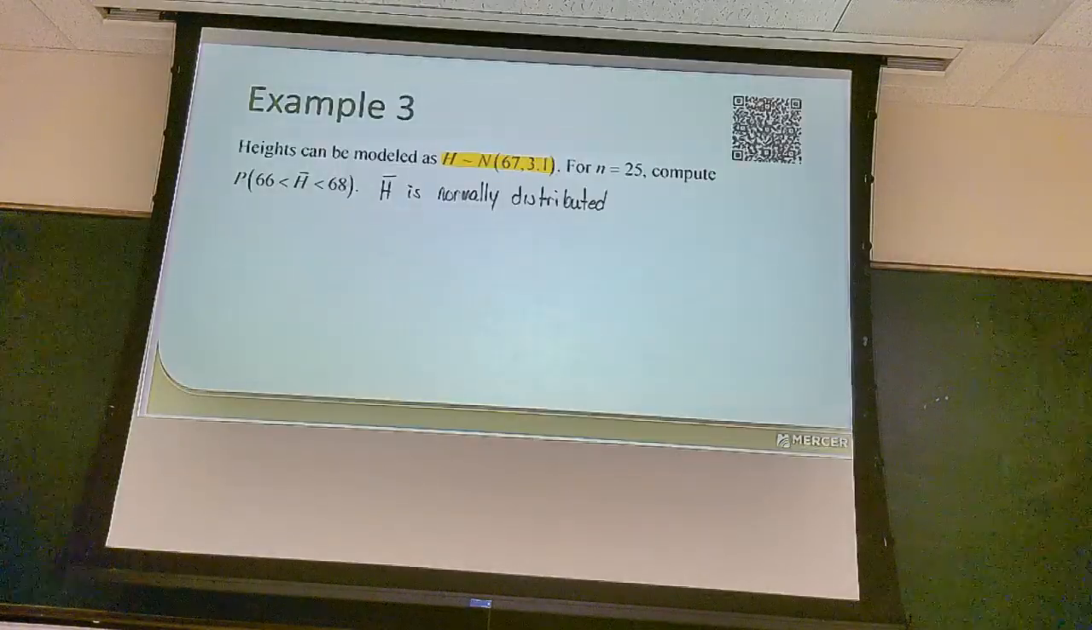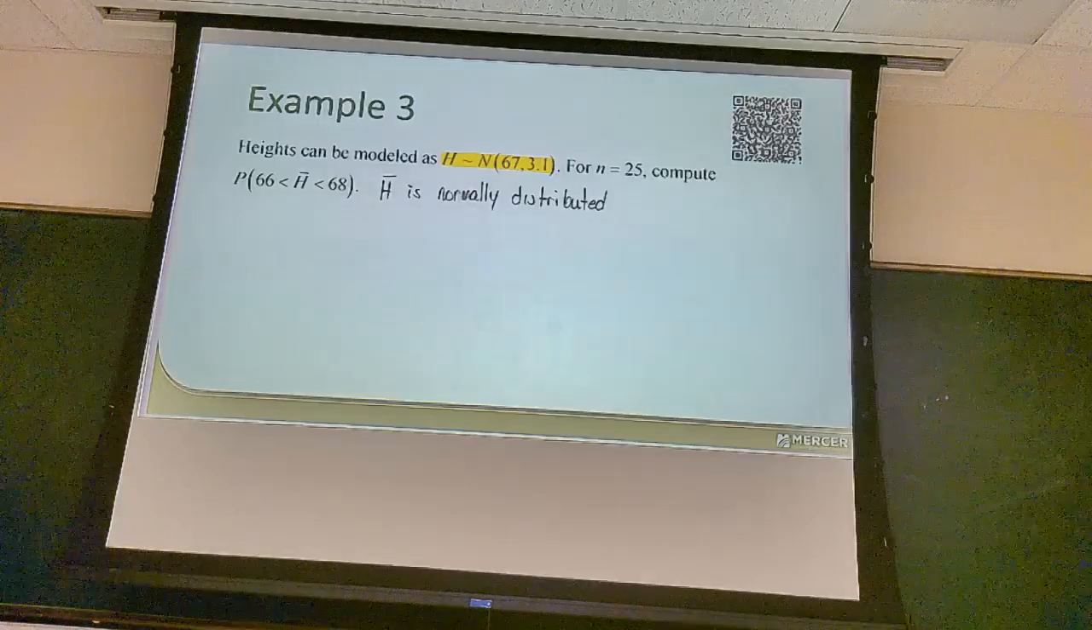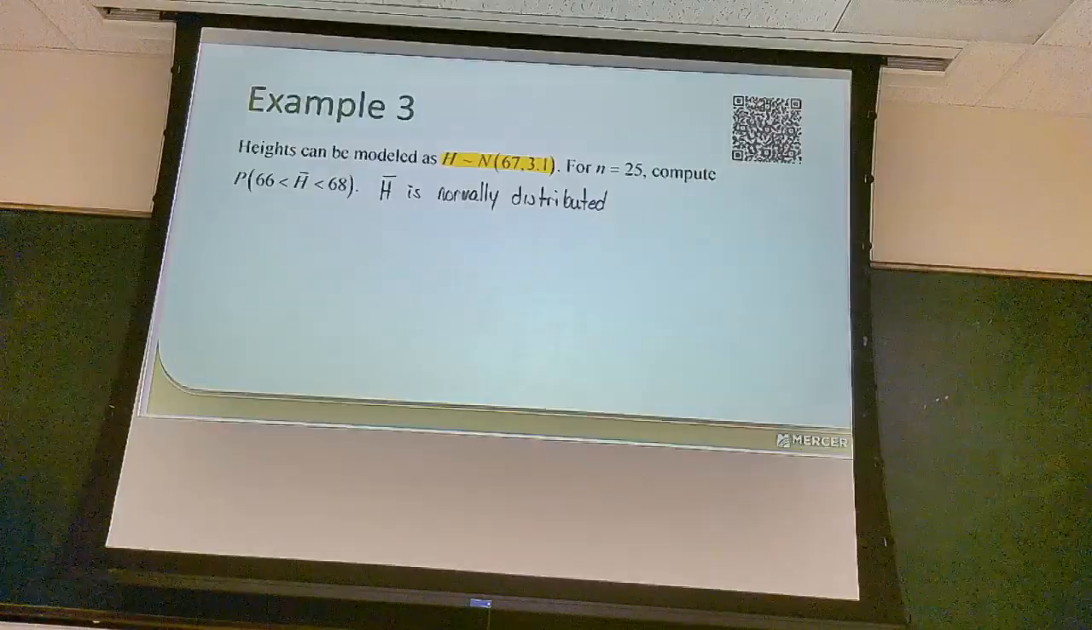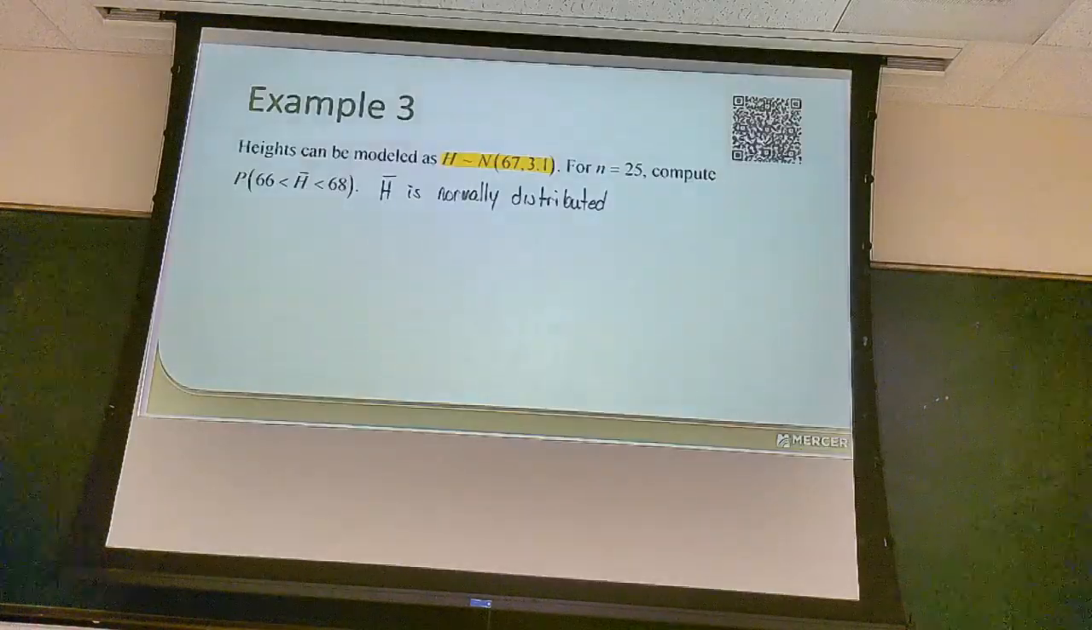Wait, why is the height normal? Because it's like 66, 67, 68? No, that's the probability that the average height of this sample size will be between 66 and 68. Oh, okay. What I have highlighted is the population heights. And that says normally distributed with a mean of 67 and a standard deviation of 3.1. That's what that notation means. Okay.